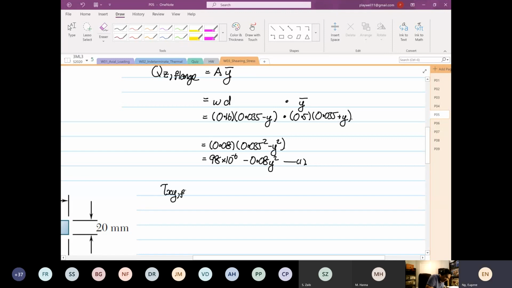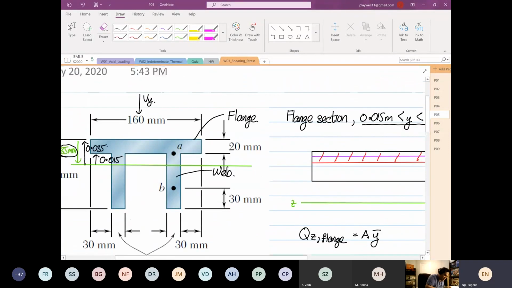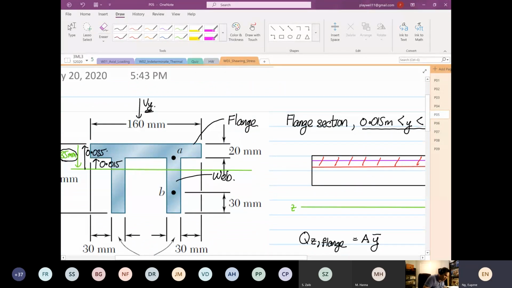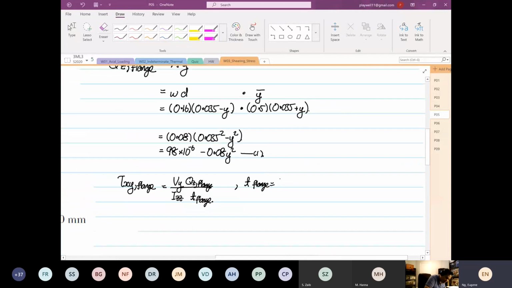Of the flange, what we have down here is going to be a distribution. So the formula is equal to Vy divided by Izz multiplied by Qz flange, and then divided by the thickness of the flange. Remember I told you the thickness is a variable. So you look at the direction of the shear force. The thickness of the flange is perpendicular to the shear force direction, so it's equal to 0.16 meters.